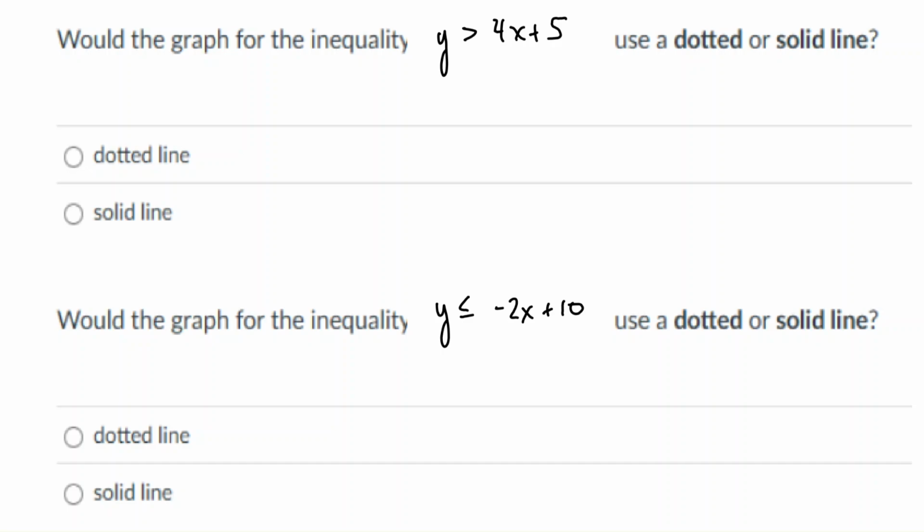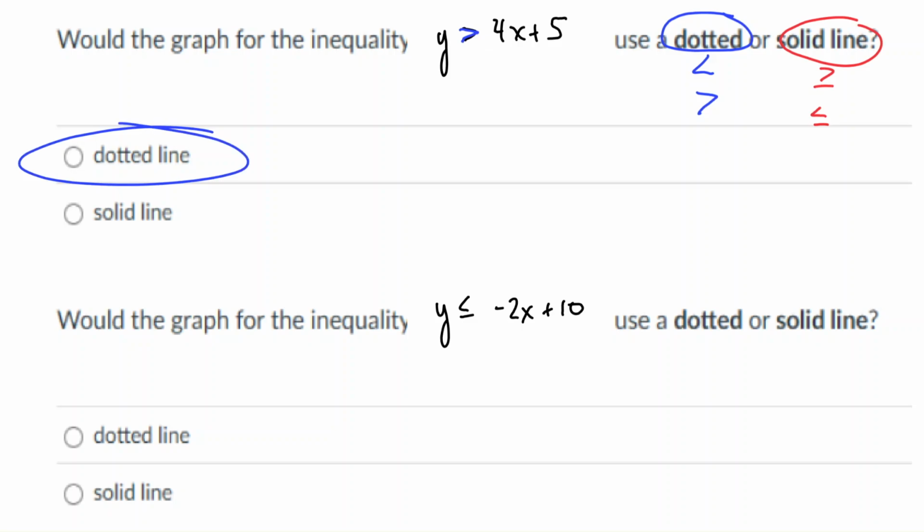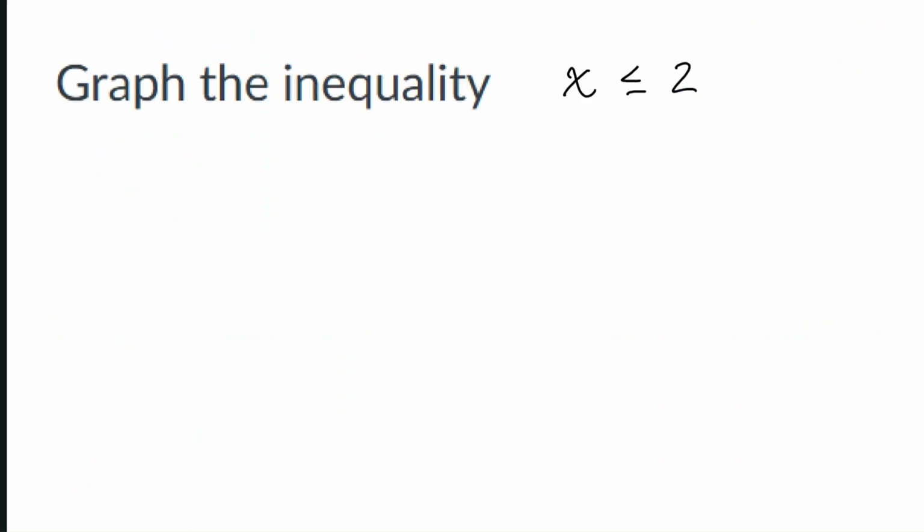So here we're asked if the inequality would use a dotted or solid line. Remember, dotted or dashed lines are for these inequalities. Solid lines are used by the ones that have the or equal to line. So seeing here, this is clearly just this one, so it is a dotted line. Whereas this one has the or equal to line, and that's why we would use a solid line for this one. Now we're asked to graph the inequality.